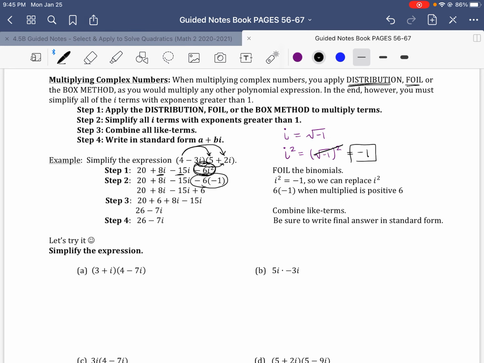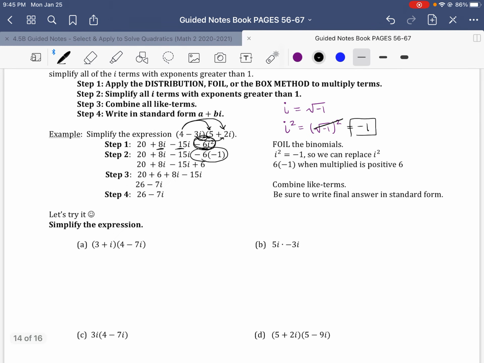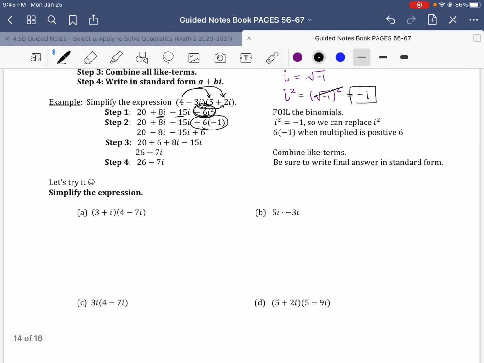Okay? i squared is equal to negative 1. Really important in simplifying. So let's try this on these examples down here below. Part A says simplify the expression. So again, I have a binomial and a binomial, so I'm going to go ahead and FOIL this. 3 times 4 would be 12. 3 times negative 7i is negative 21i. i times 4 is positive 4i. And i times negative 7i is negative 7i squared.